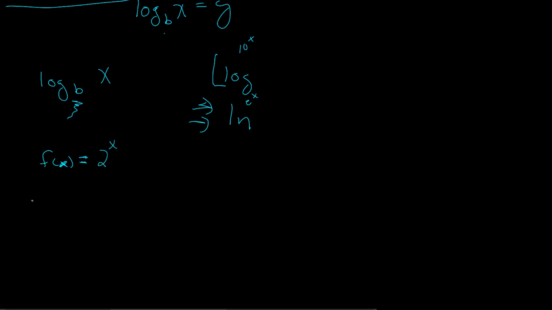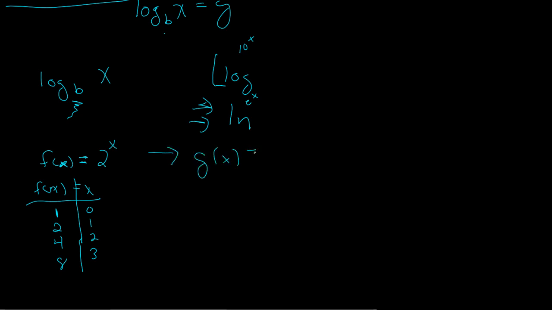So if I have f of x equals 2 to the x, I'll make my little table of values. So 0, 1, 2, 3, and so on. If I put 0 into f of x, I get 1. If I put 1 into f of x, I get 2. If I put 2 into f of x, I get 4. If I put 3, I get an 8. Its inverse function, which I'll just say g of x, equals log base 2 of x.